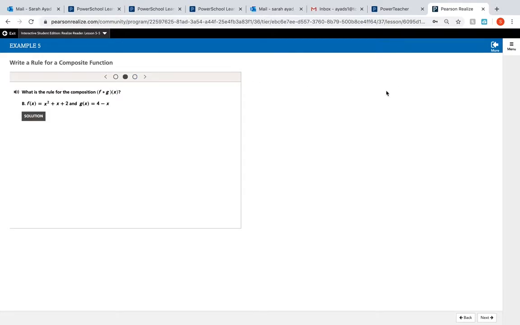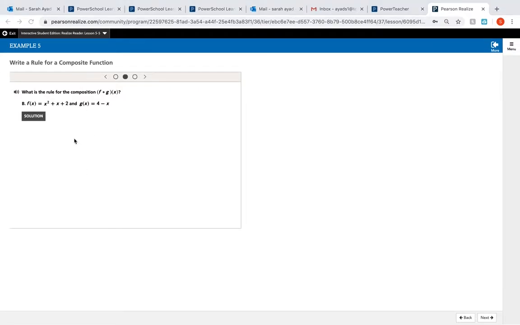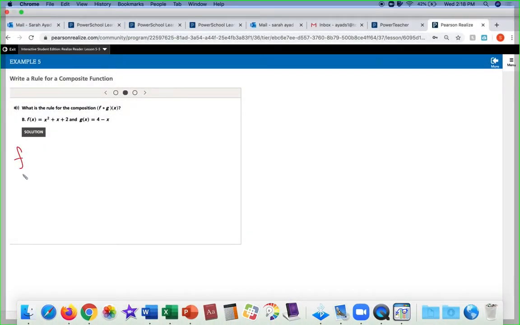All right. Another one. What is the rule for the composition f of g of x again? So again, f is on the outside, right? So f of g of x. This time, like before, f is on the outside. So I'm taking the function f. Here is f.